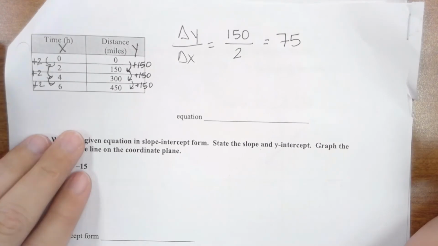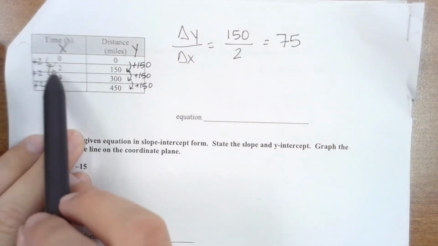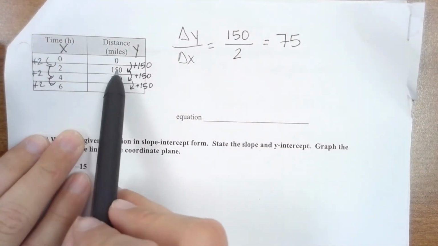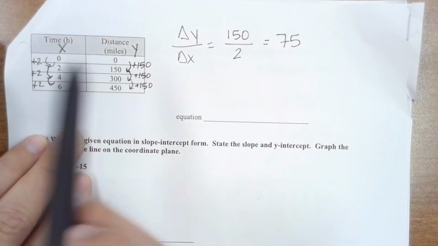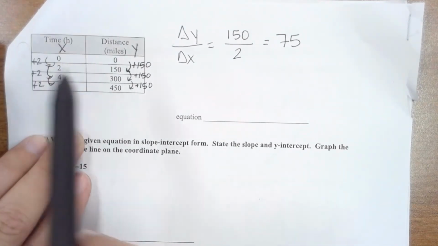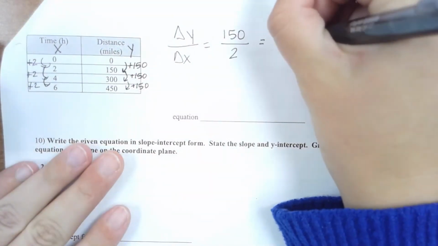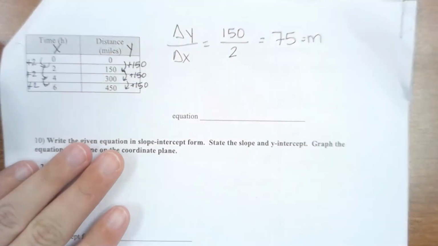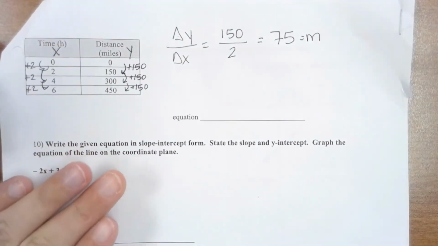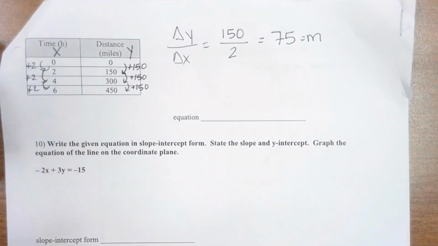Another way to do it was to take your change in y over change in x and find the unit rate by taking 150 divided by 2, 300 divided by 4, and 450 divided by 6. Okay? So 75 is represented by my slope, so this is my m value. Then I just need to figure out what's my y-intercept.